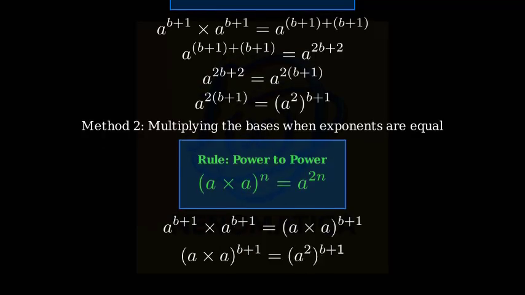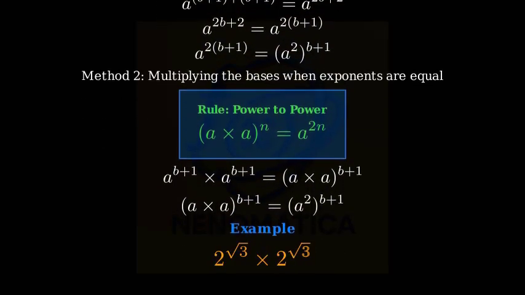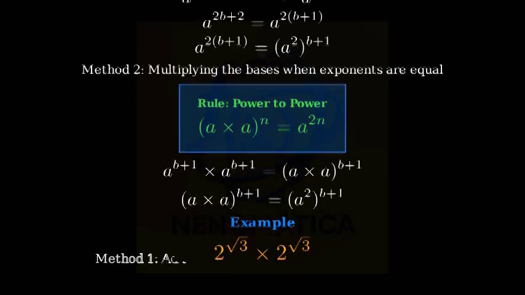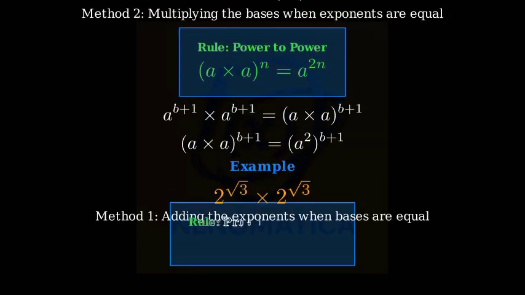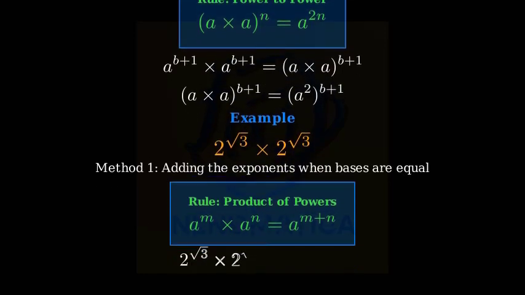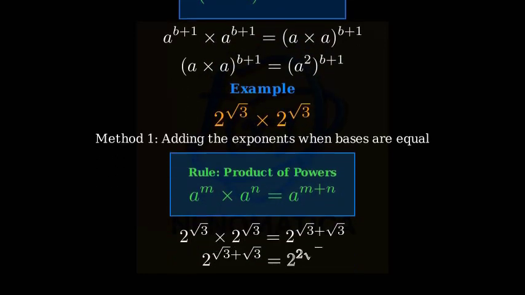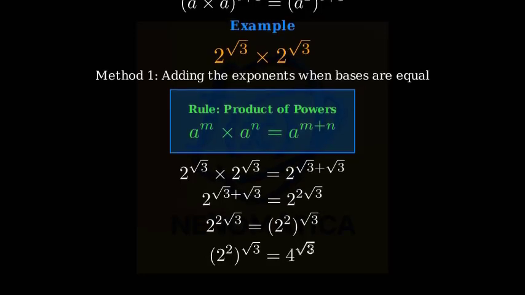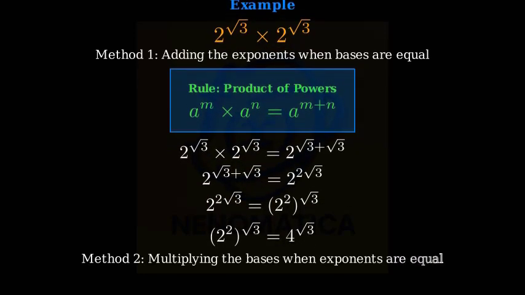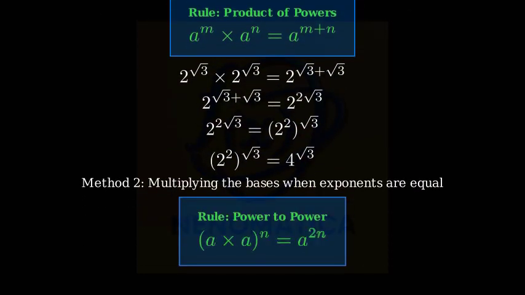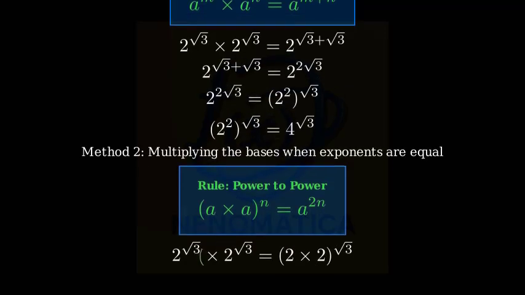Now, let's look at our second example. We need to find the value of 2 raised to the power of square root of 3 times 2 raised to the power of square root of 3. Again, let's solve this using our two methods. First, with the product of powers rule, we add the exponents when the bases are the same. Using the second method, we'll multiply the bases since they're the same, and then apply the exponent. As we can see, both methods give us the same result.